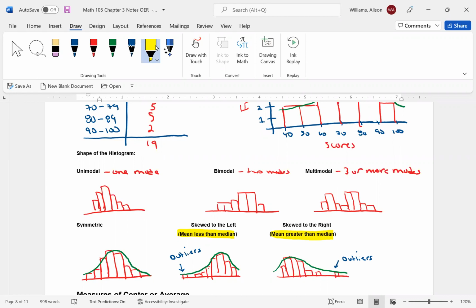Whereas when it's symmetrical, the mean and the median are very close together. They're relatively equal. They're not exact, but they are, in basic mathematical terms, pretty close.